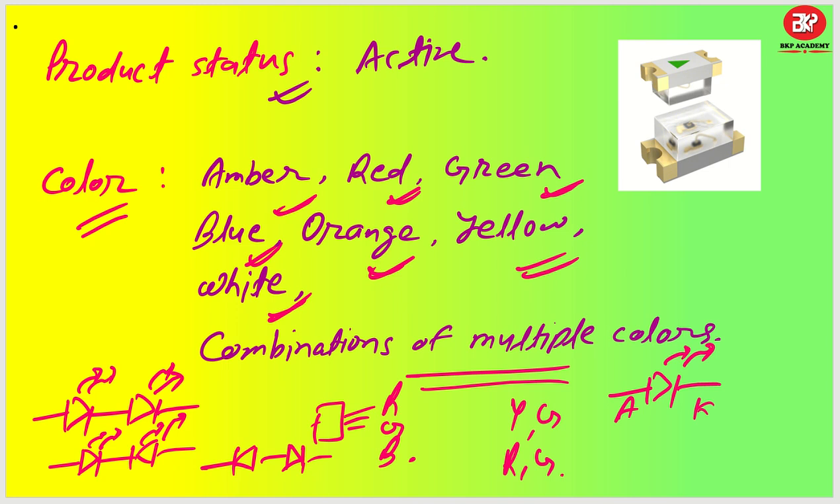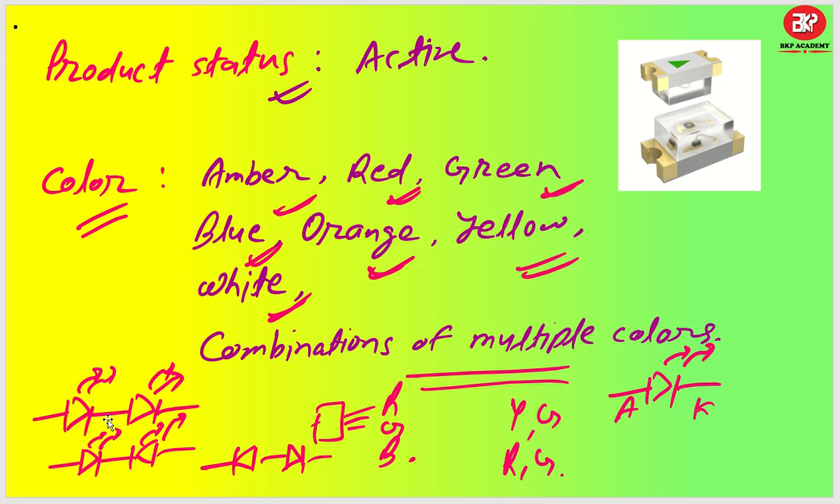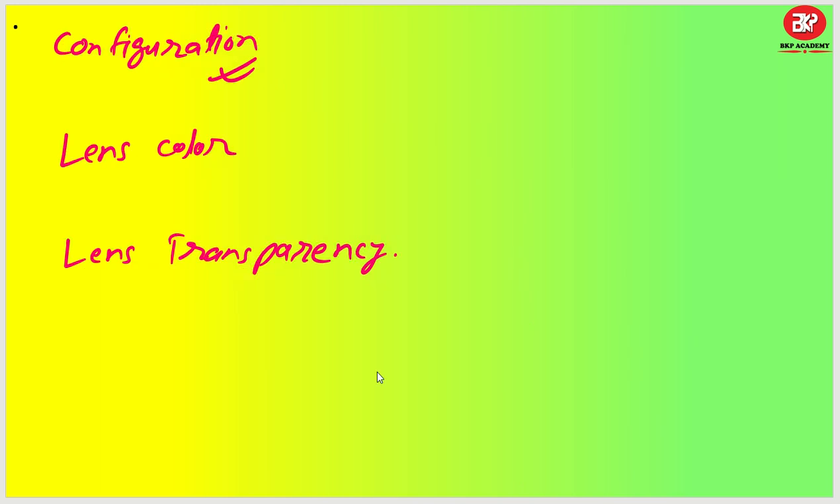Moving to the other parameters, we have configurations, whether it is configured, as I mentioned just now, as common cathode or common anode, or anode cathode. As you can see, this is cathode, this is anode, so anode cathode or common cathode or common anode, something like that. This is how the configuration works. Some other configurations are also bidirectional or unidirectional.